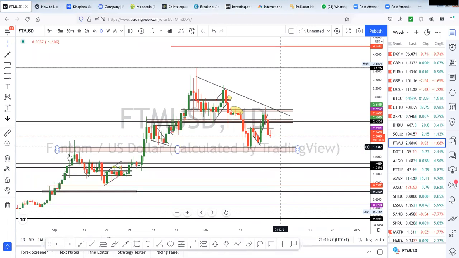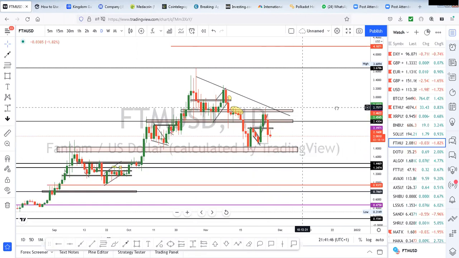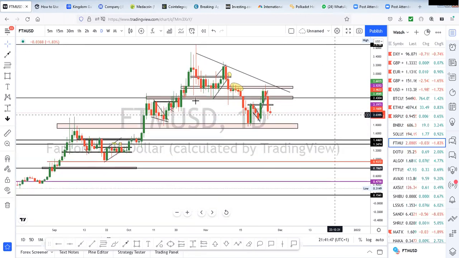But seeing it at what? FTM, buyers will try again for the second time to see if they will break this place. So that's why I said it's a short-term what? It's a short-term sell market. So if you are holding your FTM, please don't liquidate your FTM.